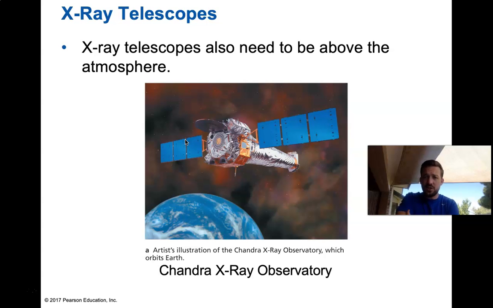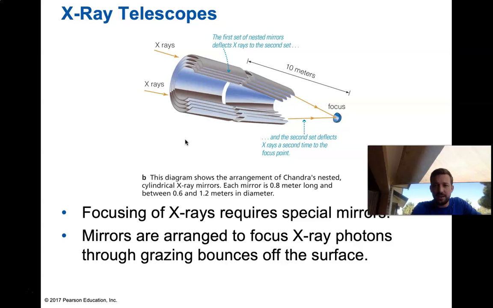And Chandra does have to be in space, okay? Because no X-rays make it through our atmosphere. The X-rays and gamma rays, if I remember right, get blocked out by the magnetic field, okay? And to detect these, they require special types of mirrors and different ways of focusing the light.